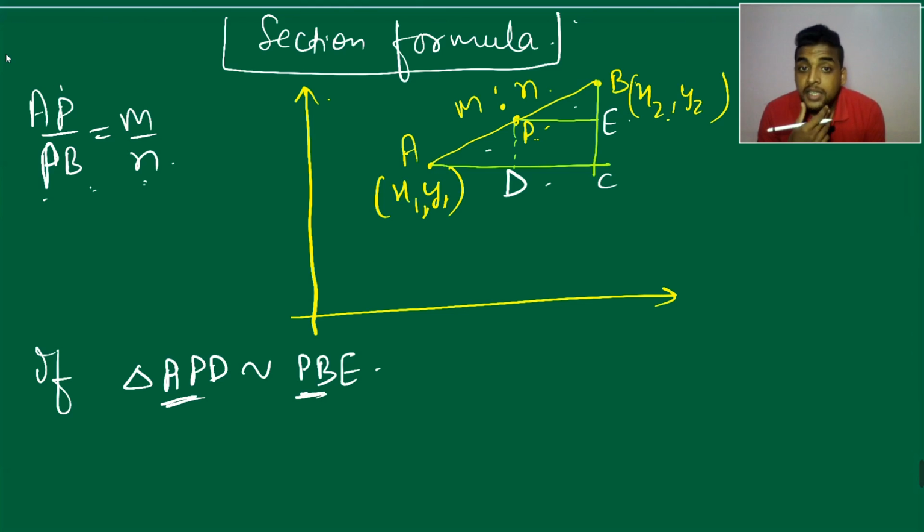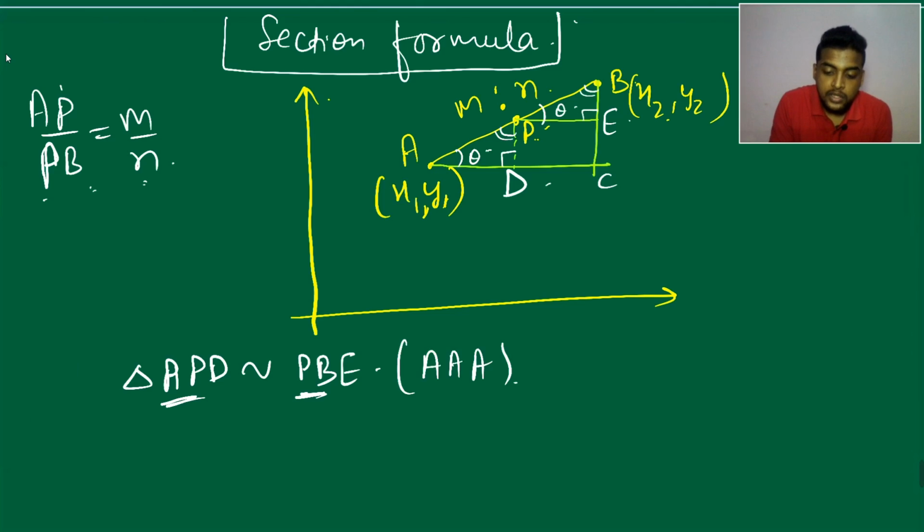What I'm trying to say is that we have been given AP upon PB and we have to use it. For using AP upon PB, we observed that triangle APD and triangle PBE are similar. Now how are they similar? If you observe, this angle is theta, so this is also theta. This is 90, so this is also 90. This is 90 minus theta, so this is also 90 minus theta. So by AAA, the triangles are similar.